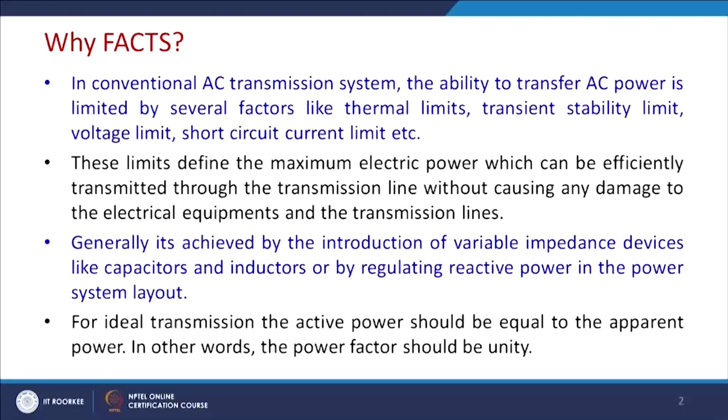Generally, this is achieved by the introduction of variable impedance devices like capacitors and inductors, or by regulating the reactive power flow in the system. For ideal transmission, the active power should be equal to the apparent power. In other words, the power factor should be unity and the transmission line is considered to be lossless.